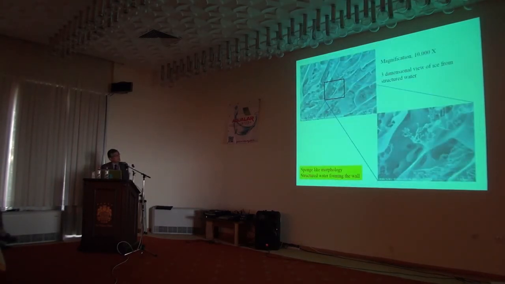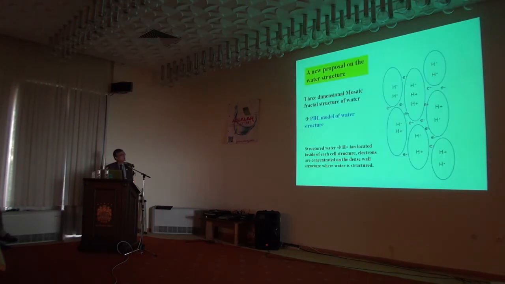And I tried to observe other areas, where this is not the cross-cut, but somehow the fractured surface. This slide shows the three-dimensional view of the ice rather than the straight cut. And you see that it has a sponge-like morphology, and the structured water is forming the wall. So we propose a new proposal on the water structure, a three-dimensional mosaic fractal structure of the water. I named it the Woong Bahng model of the water structure.